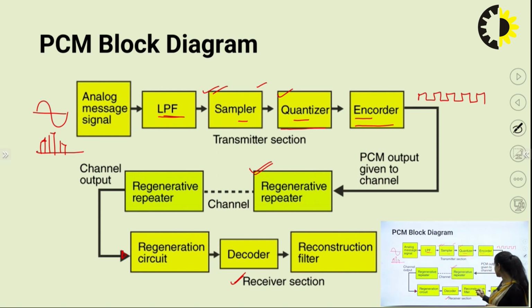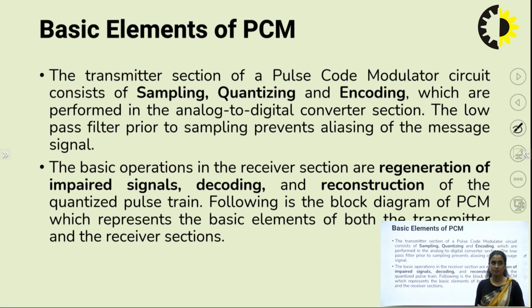After that, the reconstruction filter will do the job of retrieving back the signal in a way that it undoes the process of sampling and quantization. So my reconstruction filter helps me undo the process of quantization and sampling, and finally it reaches the end destination, right? So this is how my complete pulse code modulation block diagram looks like. Let's see the working of each block in detail.